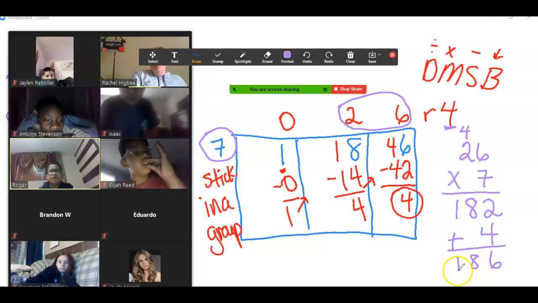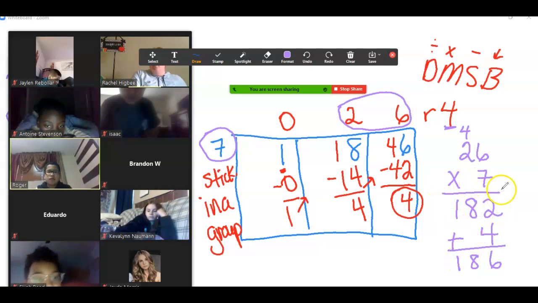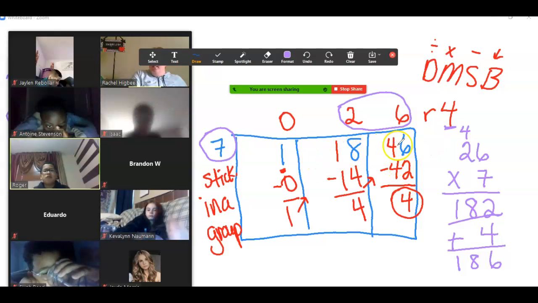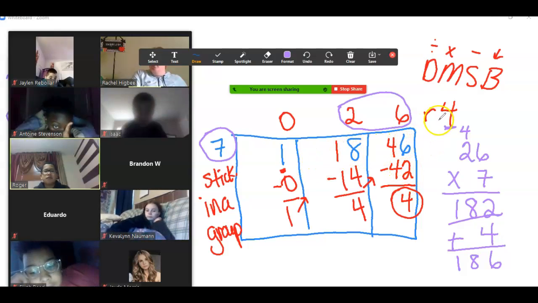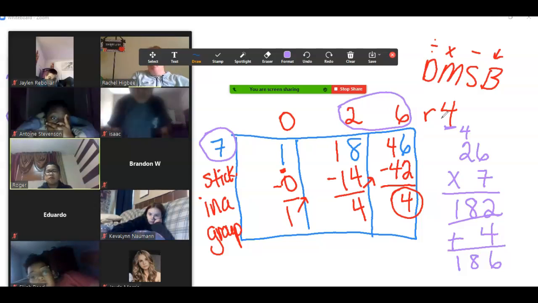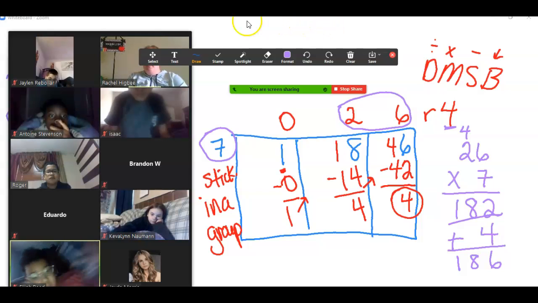Absolutely. So that's one thing I want to make sure you know: if you get to the end and you're looking at your answer and you're going, why is my answer not what I have over here for my dividend? Double check and see if you have a remainder that you didn't do anything with. A lot of times that's the problem, you forgot the remainder. Are there any questions about that?